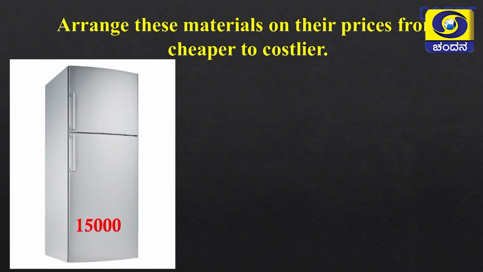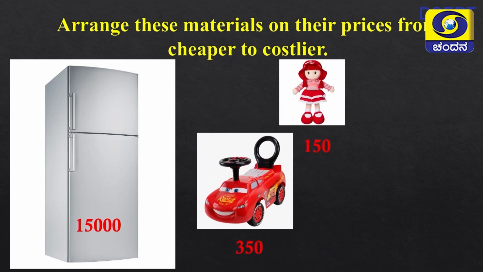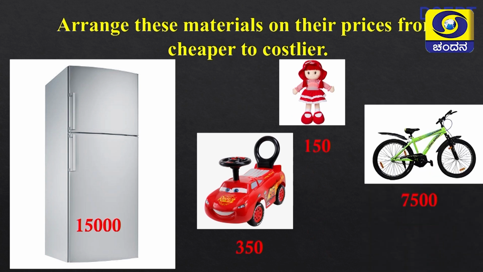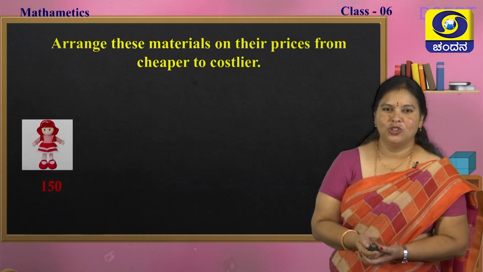Arrange these materials on their prices from cheaper to costlier. I have given here a fridge for 15,000 and a toy car for 350 rupees and a cute doll for 150 rupees and a bicycle for 7,500 rupees. You have to compare the prices and you have to put the cheaper one in the first place. Arrange these materials on their prices from cheaper to costlier.